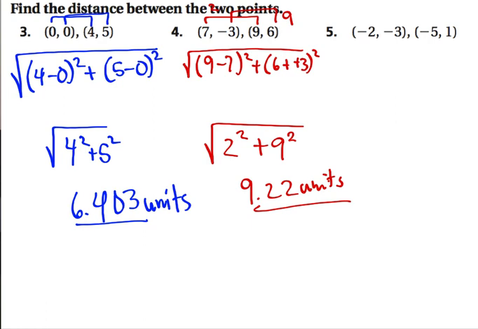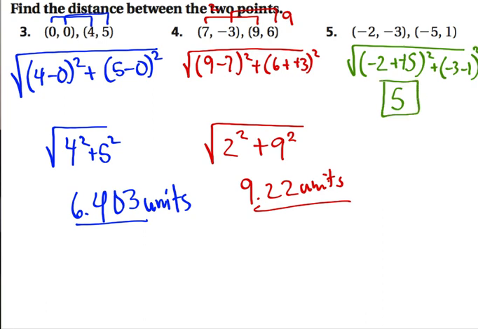Okay. Next one, we can do the square root of -2 minus -5 squared plus -3 minus 1 squared. And this ends up giving you 5 when you type it in the calculator. We can also do, well, with the negatives here, it's probably a good idea to think in terms of slope. So this would be 1 minus -3 and -5 minus -2. And this gives you basically a slope of -4 over -3.